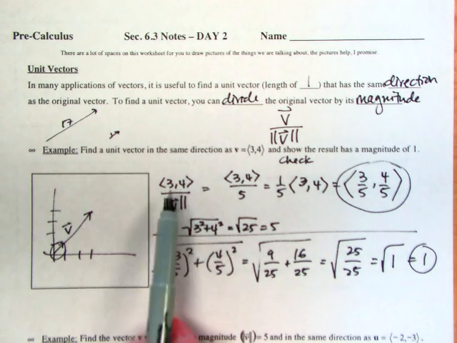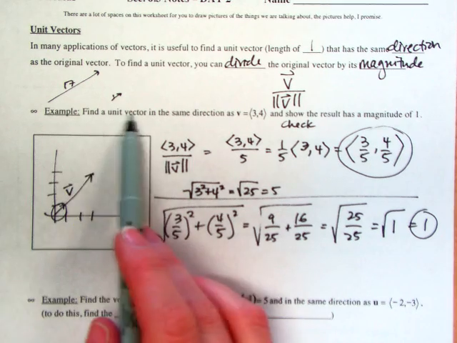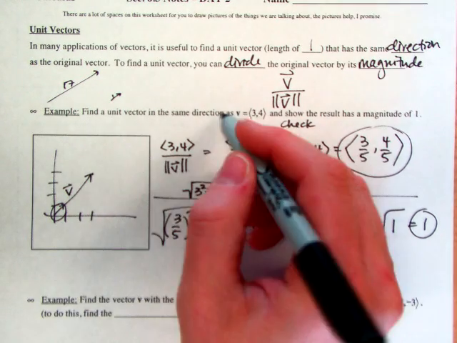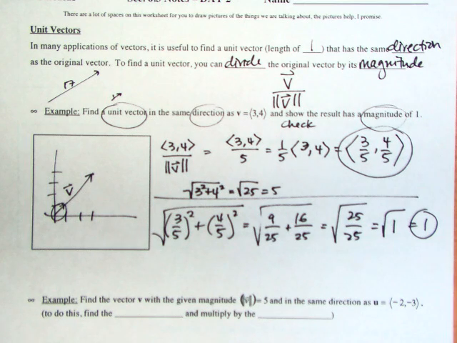Okay, so all we did was take the vector and divide by its length. No difficult math there, but if you don't know what unit vector means, or what same direction means, or what magnitude means, those are three big words that would render you unable to do this question on the test if you aren't sure about all that vocab.